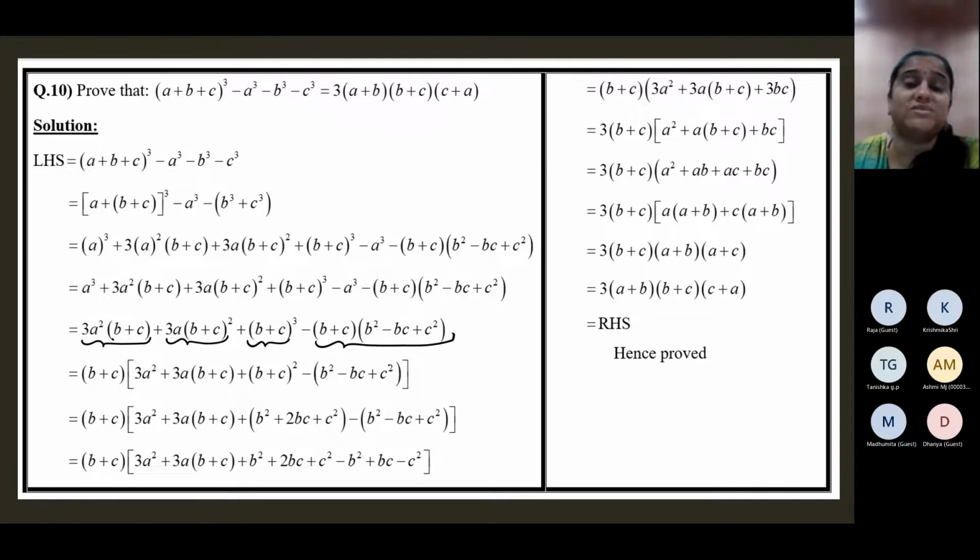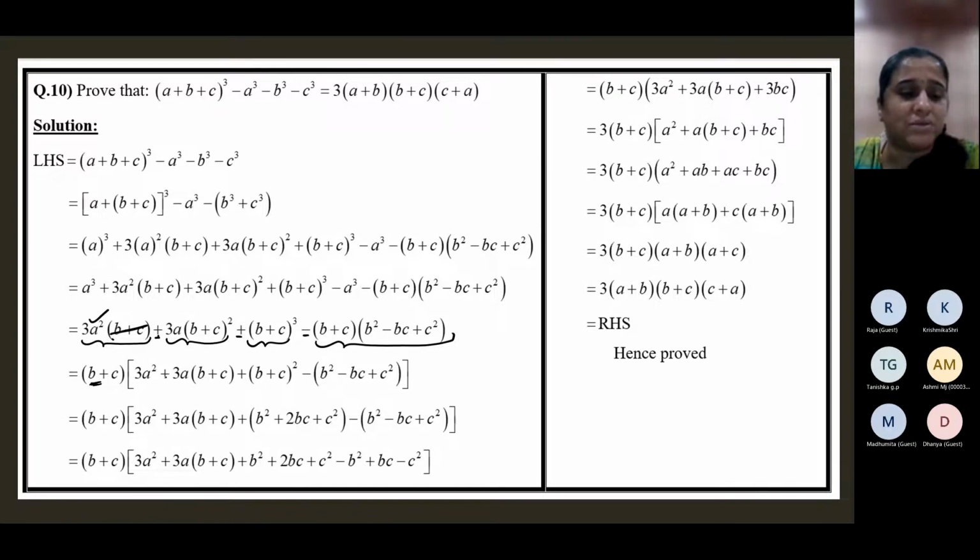How do you know the terms? They're separated by a plus or minus sign. These are the separators. There are two plus signs and one minus sign, so there are four terms. Now you can see everywhere b plus c is common. So if this b plus c comes out common, this 3a square you should write inside the bracket.